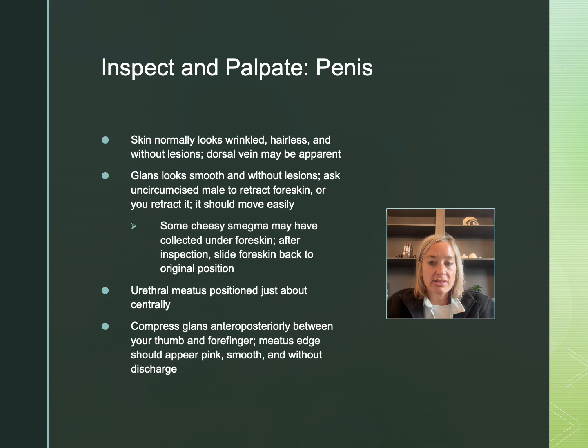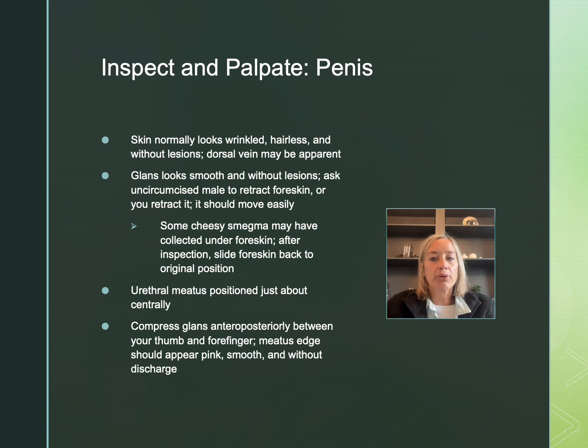If the patient is uncircumcised, ask him to retract the foreskin, or you can do this yourself if necessary. The foreskin should retract easily, and after your inspection, remember to slide it back into its original position. Often you might notice some smegma, which is a cheesy secretion that can accumulate under the foreskin. This is completely normal, but it should be gently removed if it is present.